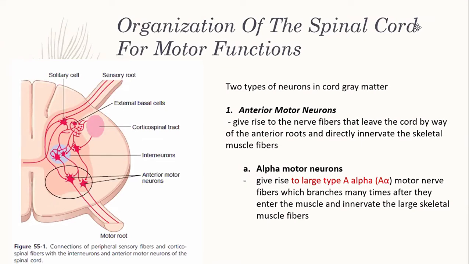Ito yung mahirap kasi yung anterior motor neuron, there are 2 types. You have an alpha motor neuron and the second type is gamma. So first is alpha motor neuron.